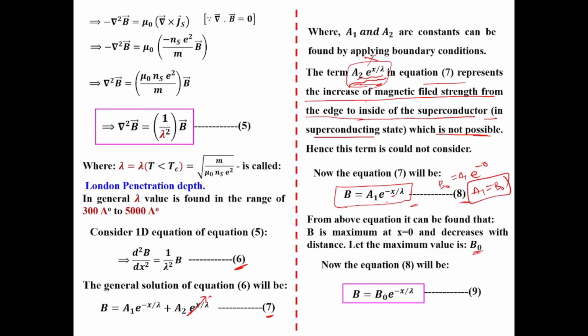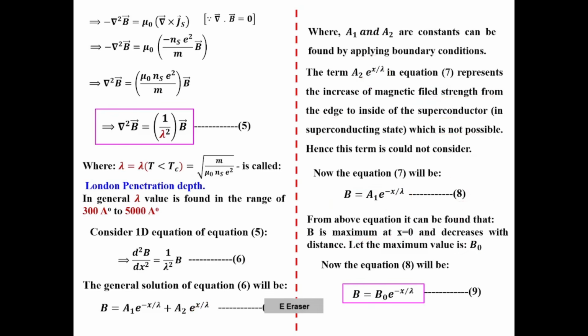So considering this boundary condition, that at x equal 0 the maximum value is B naught, equation number 8 will be modified, and the new equation will be B equal to B naught e to the minus x by lambda. This is one boundary condition we have applied, and we found the final solution of equation number 6. Let this be equation number 9: B equal to B naught e to the minus x by lambda, which is the final solution of equation number 6.